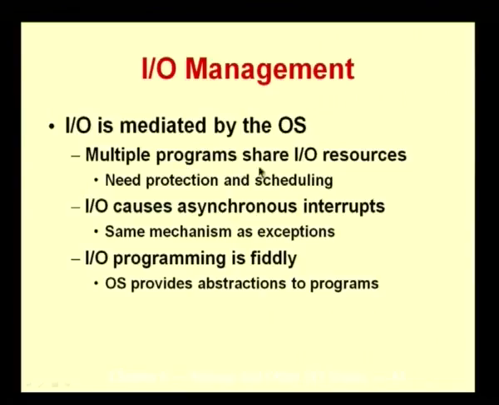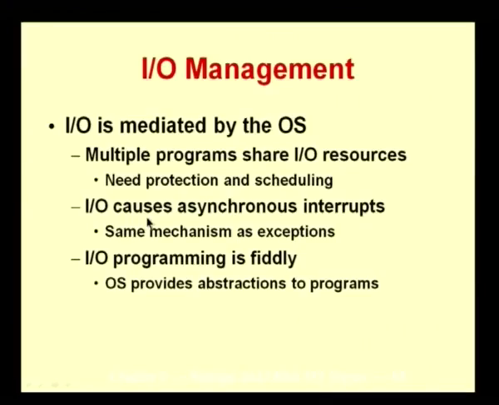So, how is the management of IO actually done? IO management is normally mediated by the operating system. You have specific operating system routines which take care of the IO programming, and the way it is handled is that multiple programs would share different input output resources. So, the OS will have to take care of providing protection and scheduling and so on, which is why the OS handles it in a very unique manner.